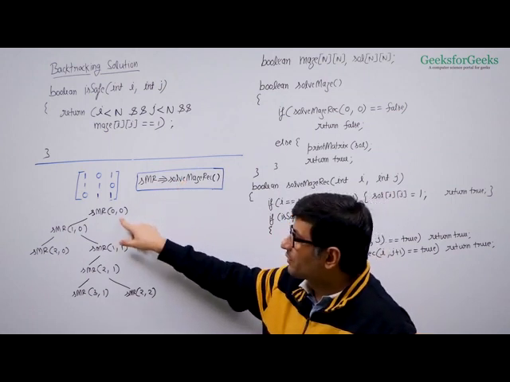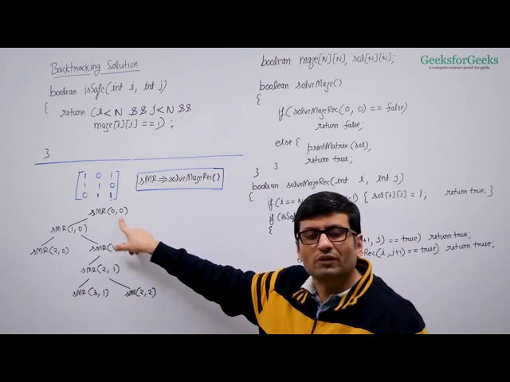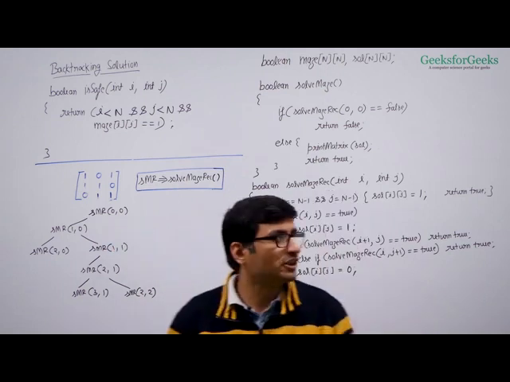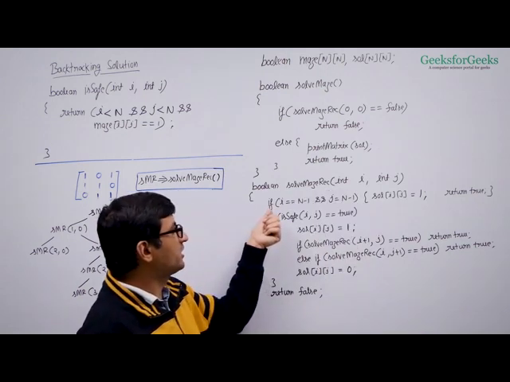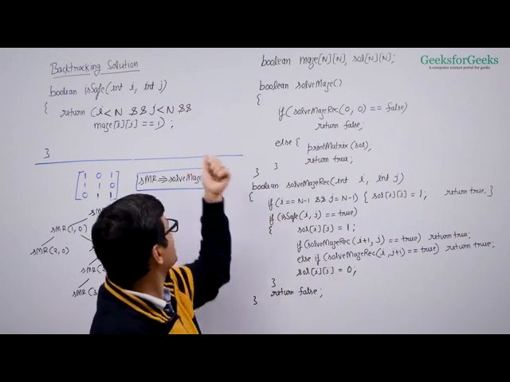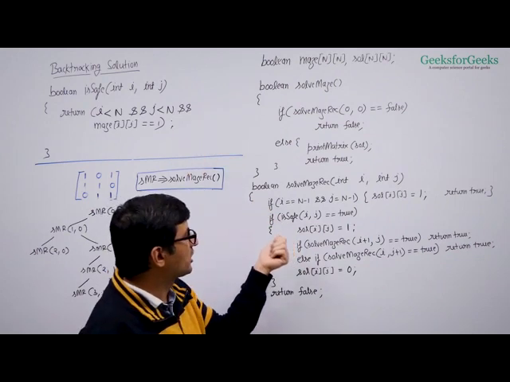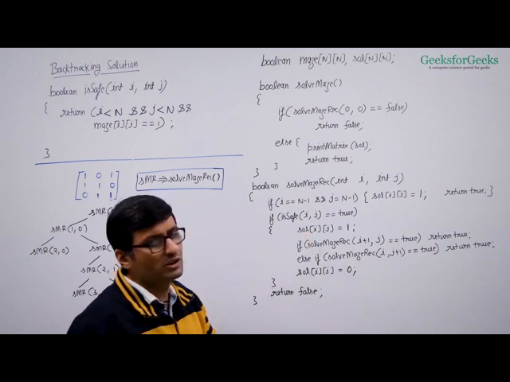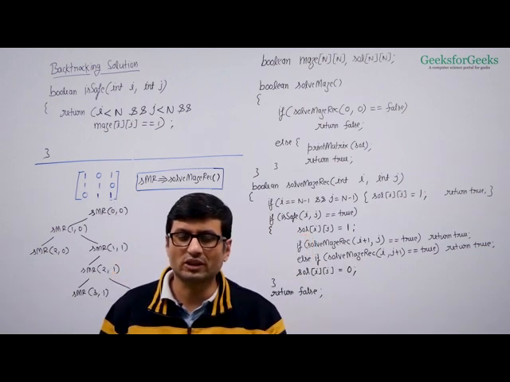And our initial call is for 0, 0. So when you make a call for 0, 0, what happens? These conditions are checked. Whether this is the destination, it's not. It's safe. Yes, it is safe. It's smaller than n. i and j both are smaller than n. So you mark it as part of the solution. You mark solution of 0, 0 as 1.